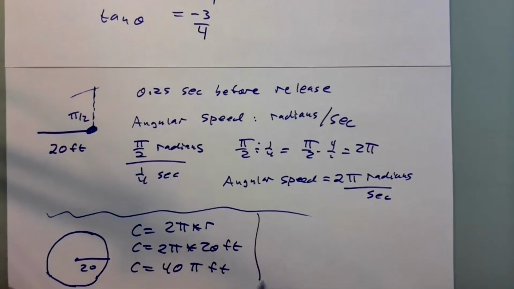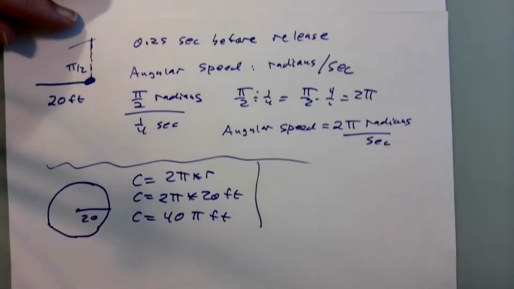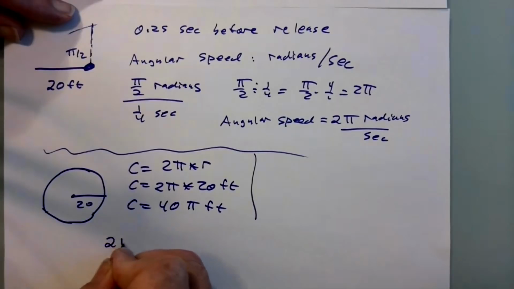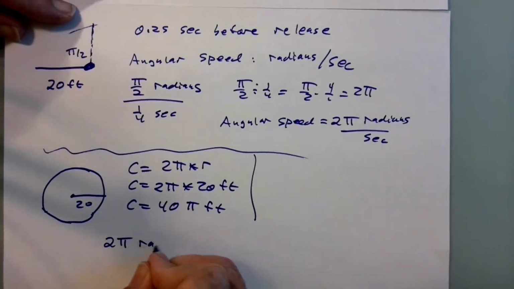But if you're spinning something around, that's how many feet you get per 2 pi radians. So if we're looking at this, we are starting with this 2 pi radians per second. That was our angular speed.